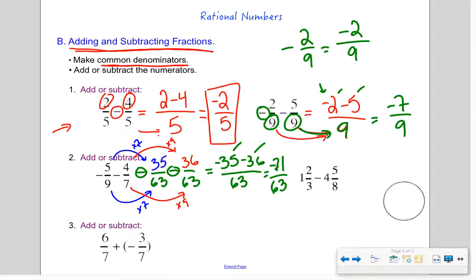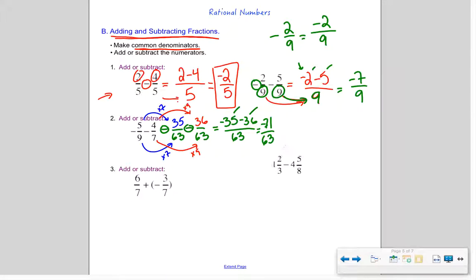Let's try one that has some mixed numbers. Okay. I think I'll just, there we go, give myself a bit more space. So really what's happening in this example here is I have a subtraction problem, right? But I really want to ask myself again, who wins and by how many? So I have 1 2/3 for the positive team. I have 4 5/8 for the negative team. So these are on different teams, so I need to subtract.